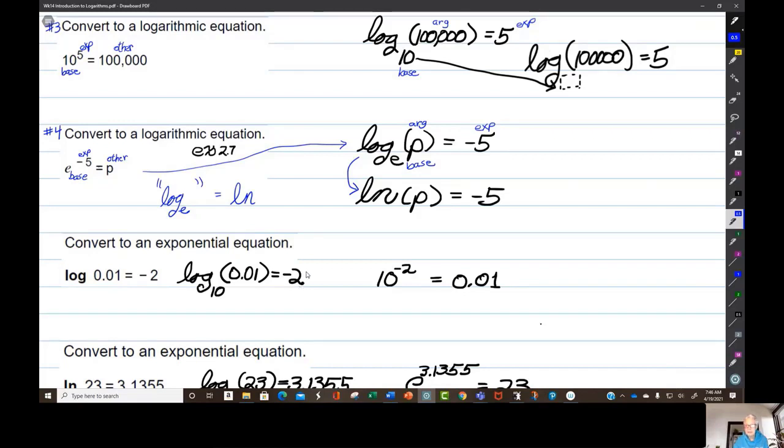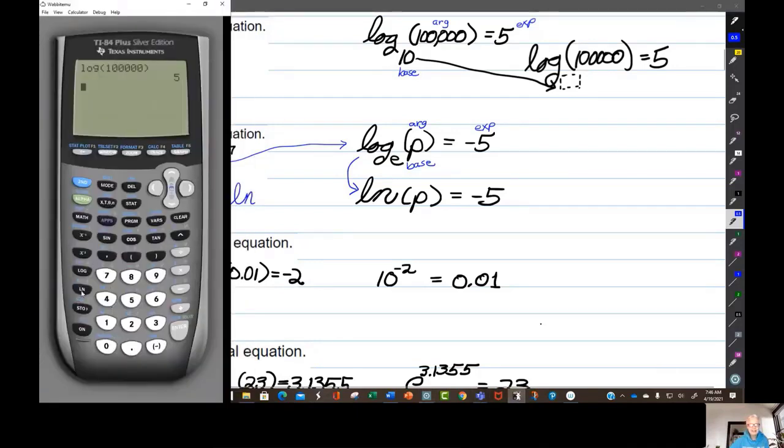You're going to have to remember both of those. You have a calculator to help you. Here is ln. Right above ln, you see e to the x. So that helps you remember, right above the log key, you have 10 to the x. So this helps you remember. Log is really log base 10. Ln is really log base e. Best I can do to help you remember.